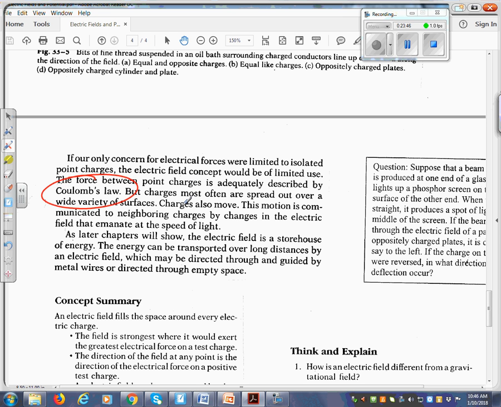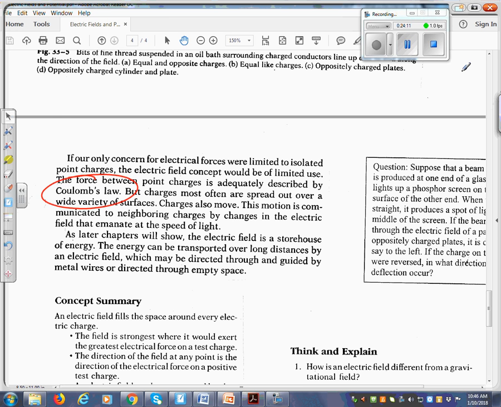Charges also move. This motion is communicated to neighboring charges by changes in the electric field that emanate at the speed of light. As later chapters will show, the electric field is a storehouse of energy. The energy can be transported over long distances by an electric field, which can be directed through and guided by metal wires or directed through empty space. And that's how they transport power, like from way up north down south from the dams.